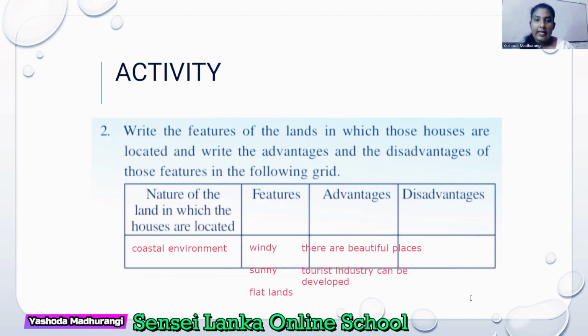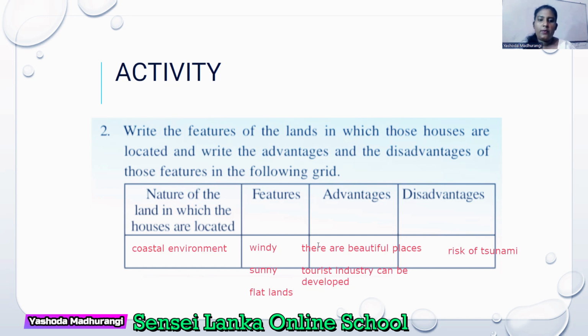And also people can do fishing. They can sell fish and earn money. Then what are the disadvantages? There is a risk of tsunami. It is a very big disaster. Risk of tsunami. These are the disadvantages. So my dear children, you have to do the same for all the 8 locations that we discussed earlier.